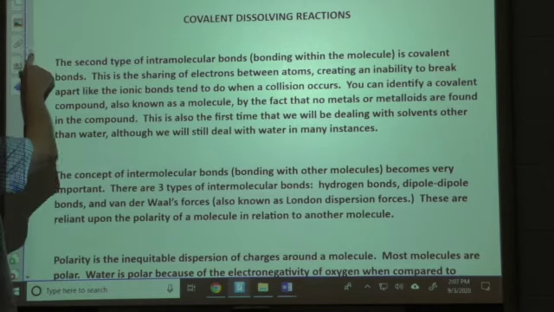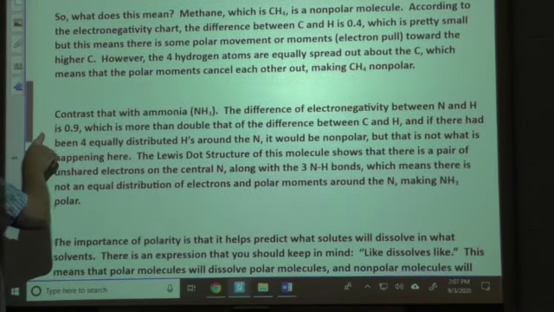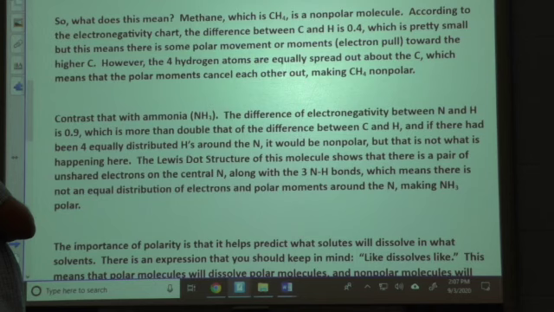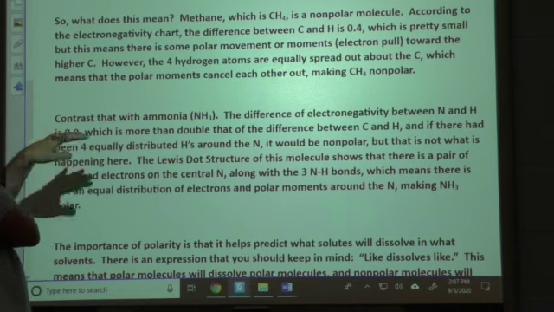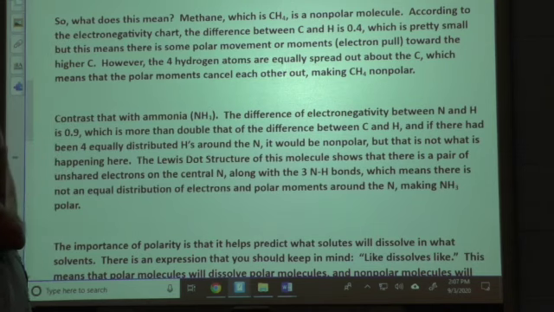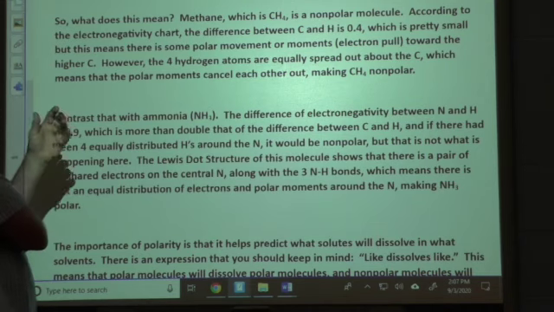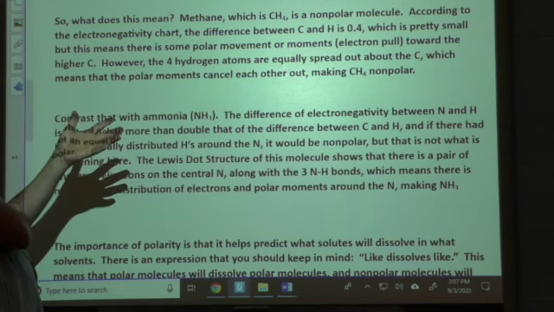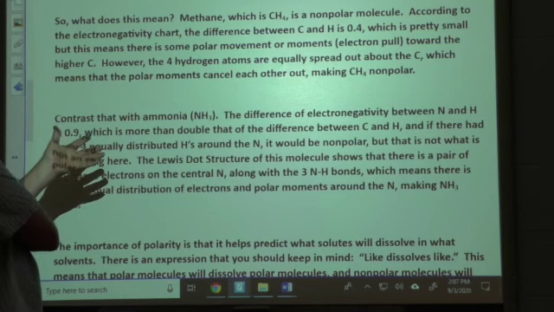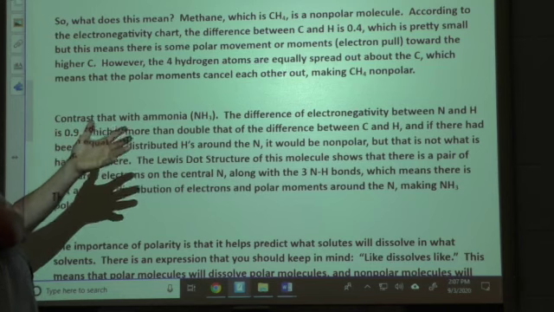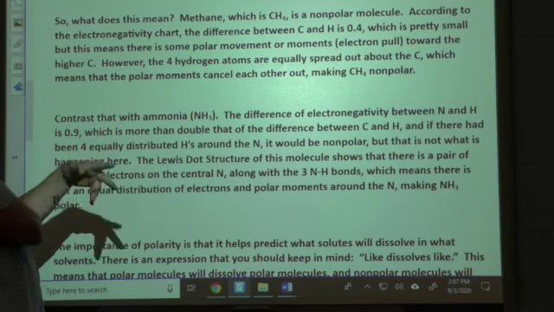So, getting back to this, contrast that with ammonia. The difference of electronegativity between nitrogen and hydrogen is 0.9, which is more than double that of the difference between carbon and hydrogen. So if there had been four equally distributed hydrogens around nitrogen, it would be non-polar. But that is not what is happening here.